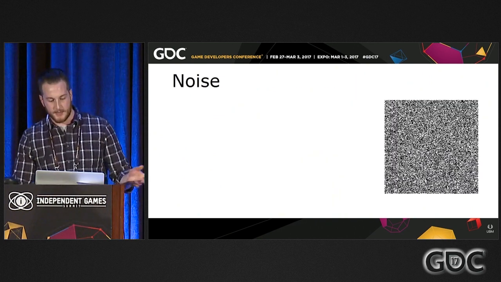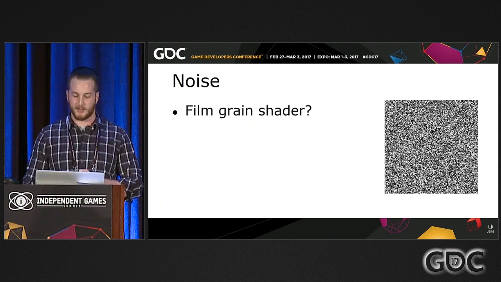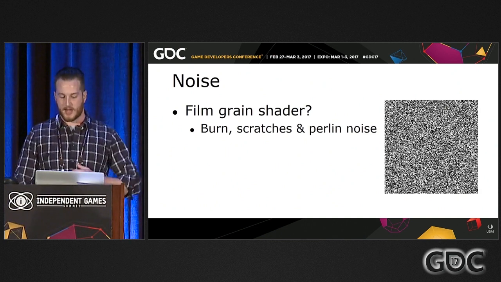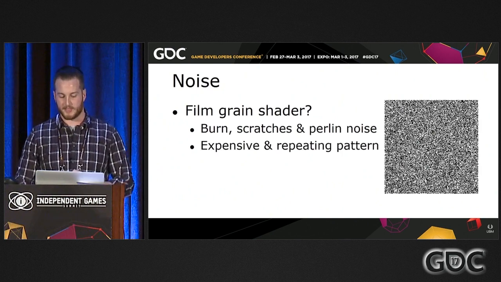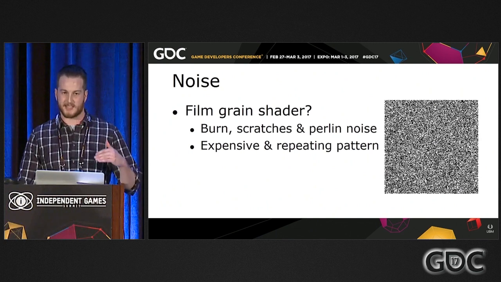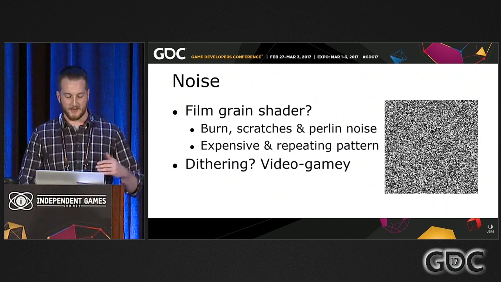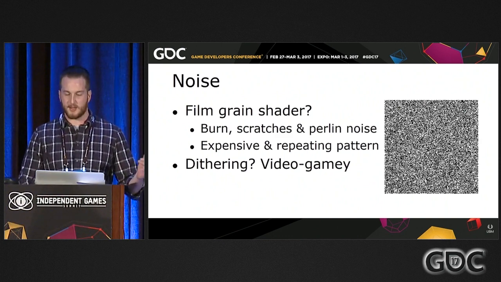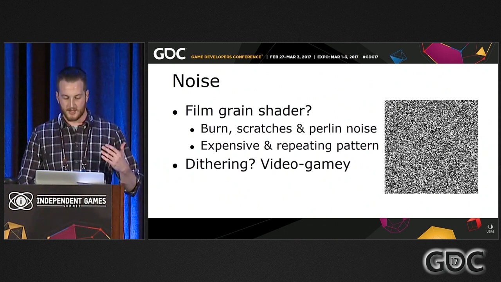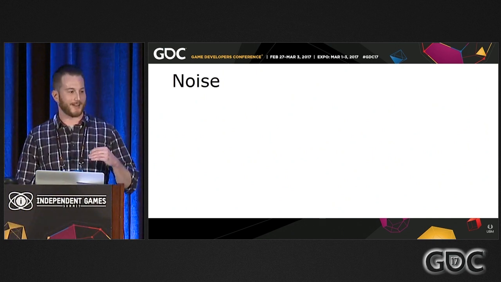So another thing that was a pretty prominent and important effect that we used in the game was a noise or film grain, which we tried initially in the form of a shader, which has burns, scratches, and Perlin noise, but we found it to be extremely expensive, and every once in a while when the seed got to exactly the right spot, you would see a repeating pattern, which we definitely didn't want. We tried dithering, and that also was just too video gamey. It makes it feel like an older game. I mean, we're trying to make a game that is inspired by old roguelikes, but not that much.